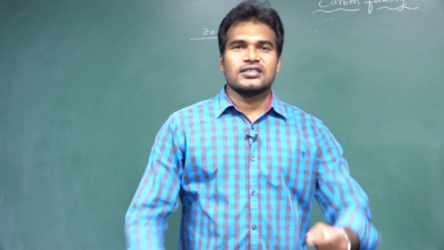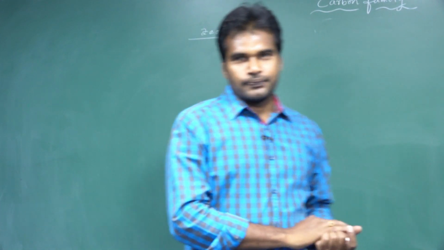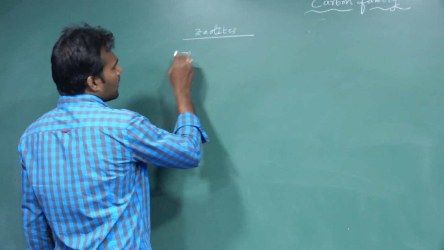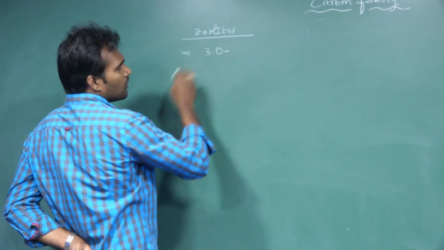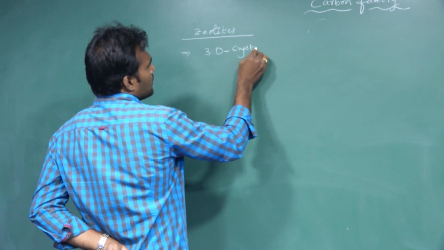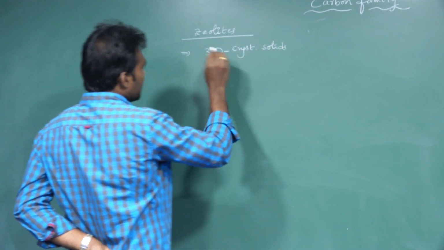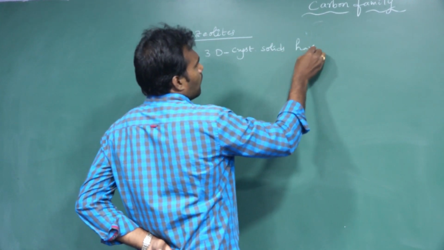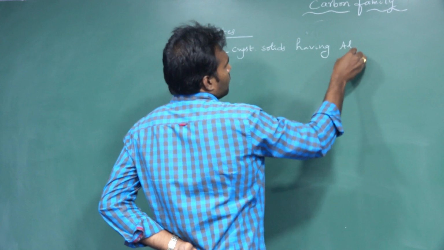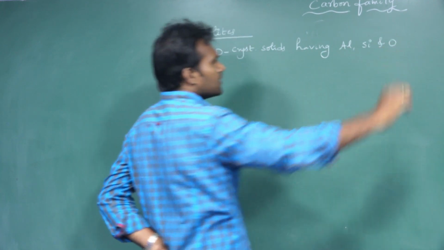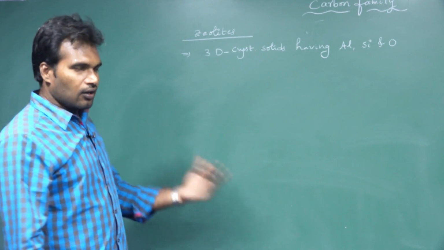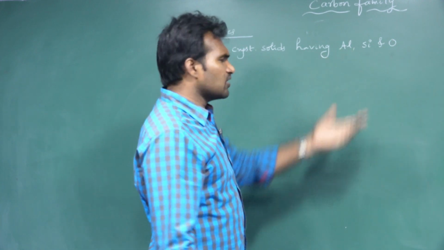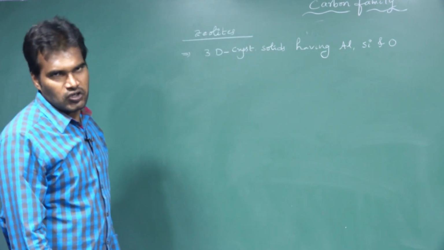The last concept of this chapter is zeolites. What are zeolites? Zeolites we already discussed. Zeolites are 3-dimensional crystalline solids, or crystalline silicates, having aluminium, silicon and oxygen in them. What are the elements present in zeolites? Aluminium, silicon, oxygen, and some trace amounts of sodium, and water is also present in the zeolites.